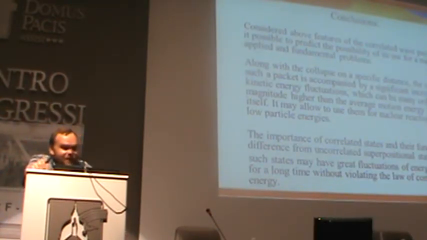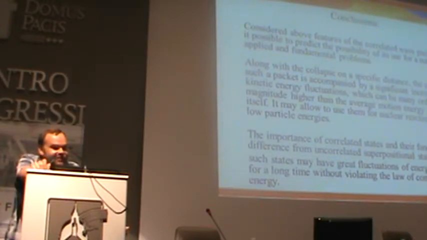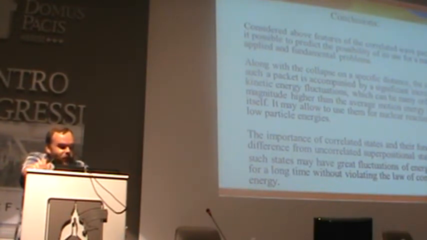Conclusion. The considered features of the correlated wave packet make it possible to predict its use for a number of applied and fundamental problems. Along with the collapse at a specific distance, the creation of such a packet is accompanied by a significant increase of its kinetic energy fluctuations, which can be many orders of magnitude higher than the average motion energy of the packet itself. It may allow using them for nuclear reactions even at low particle energies.